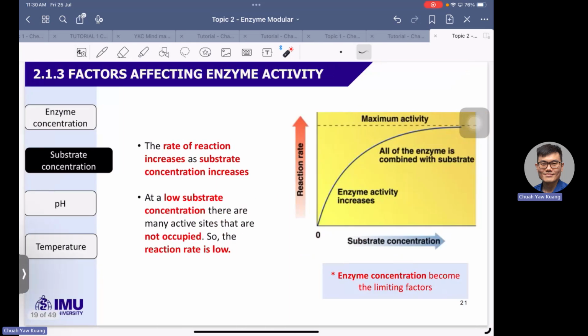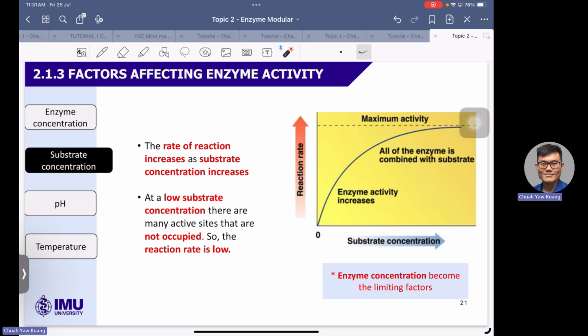Next we will look at the second factor, the substrate concentration. The graph for the substrate concentration is the same as the enzyme concentration. What is the relationship? The same, directly proportional. As long as you increase the substrate concentration, it is going to increase the rate of reaction.